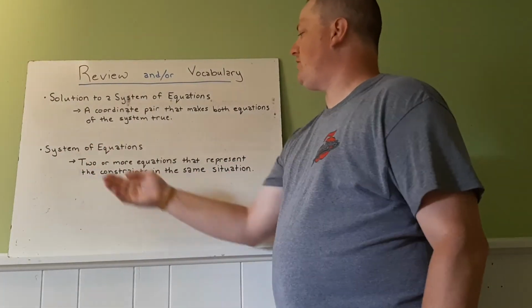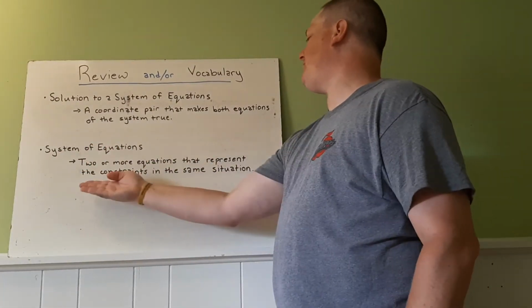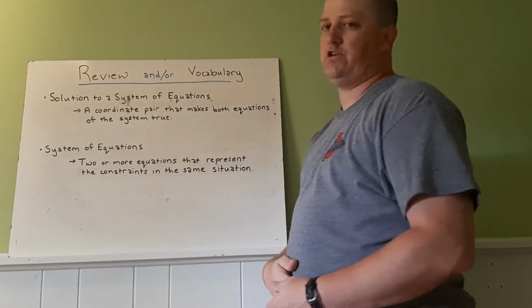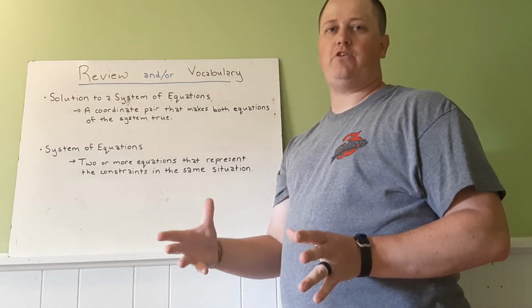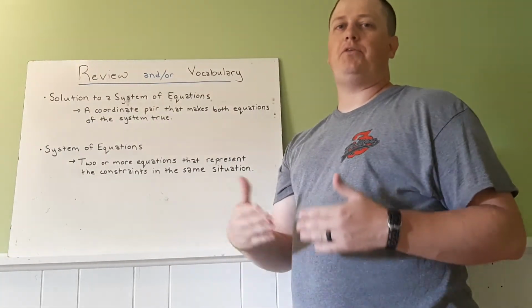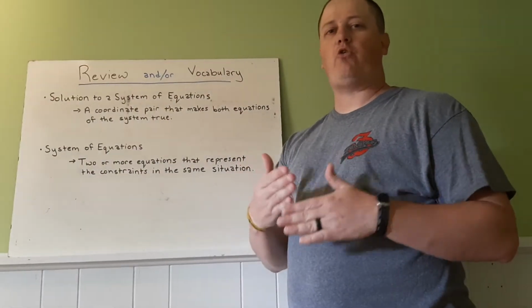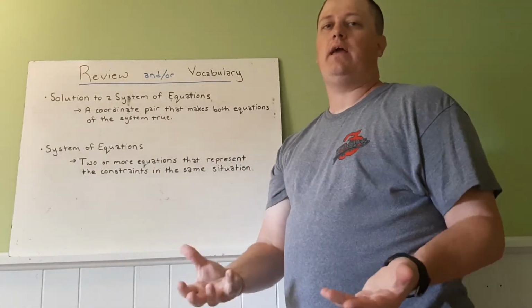Systems of equations: 2 or more equations that represent the constraints in the same situation. So we have limits to the equation. They're representing the multiple limits, and then where they cross or where they come together is our solution.